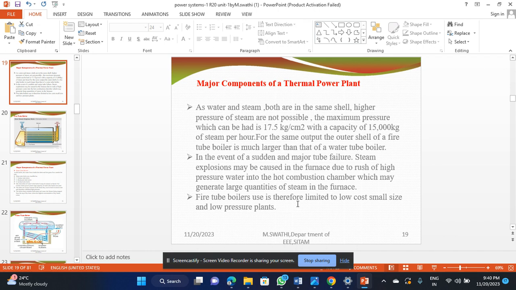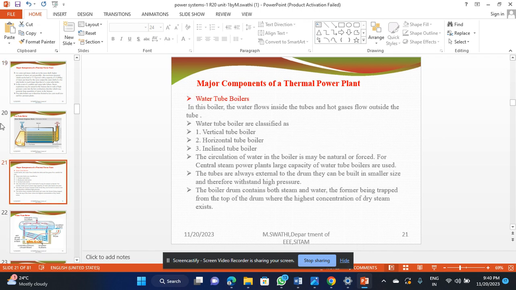Fire tube boilers are therefore limited to low cost, small size and low pressure plants only. For the smaller rating power plants, we use fire tube boilers only. Now we are going to go for the water tube boilers.